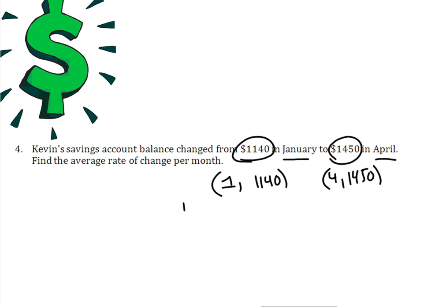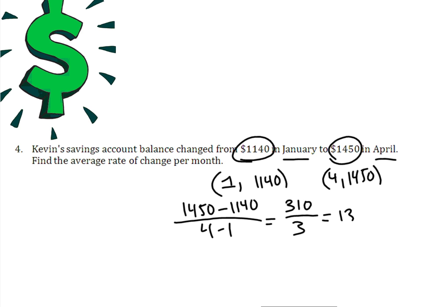So I'm going to take 1450 minus 1140 over 4 minus 1. So that's going to be $310 on top divided by 3. So it's going to be about $133.33 per month. So that's going to be your average rate of change over that course.